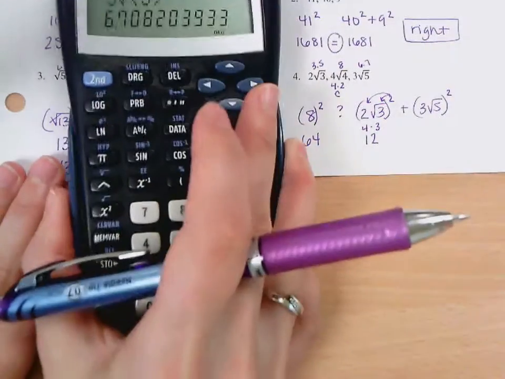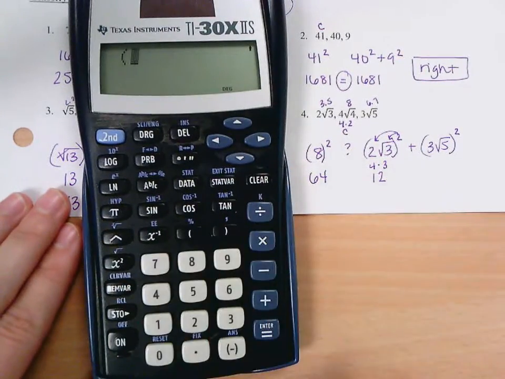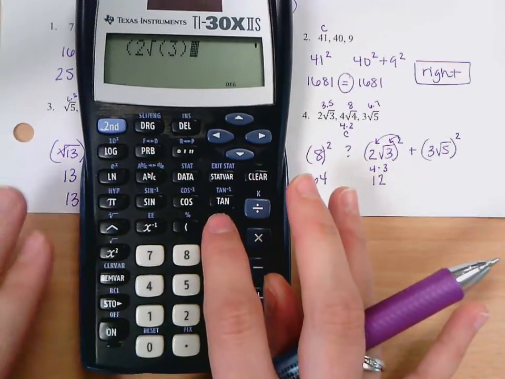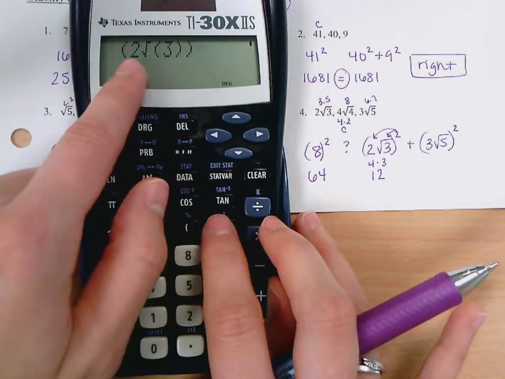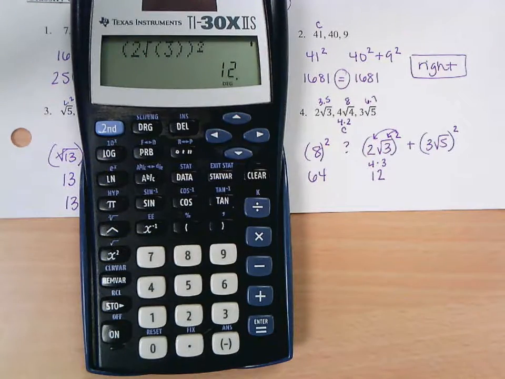Okay, however, like I said, I could type that in my calculator. I could do parentheses 2 square root 3. I need to close the parenthesis for the square root and then the other parenthesis that I had in front here and then do squared. And it's going to give me 12. So you can type it in your calculator. I'm not saying you can't do that.